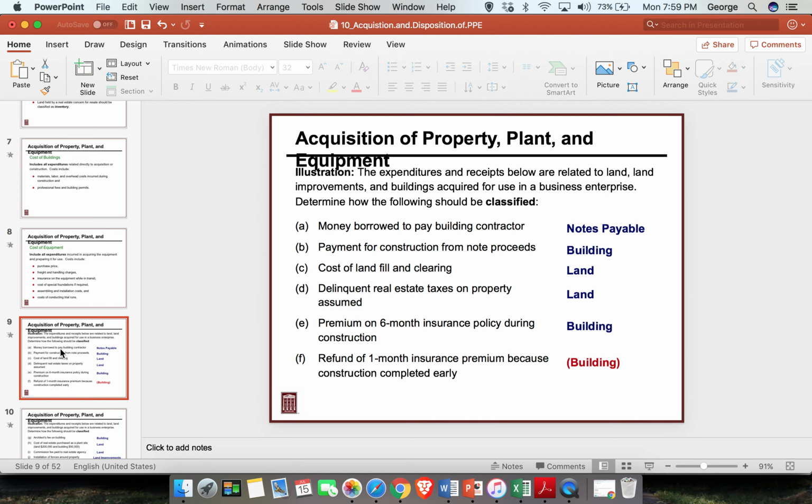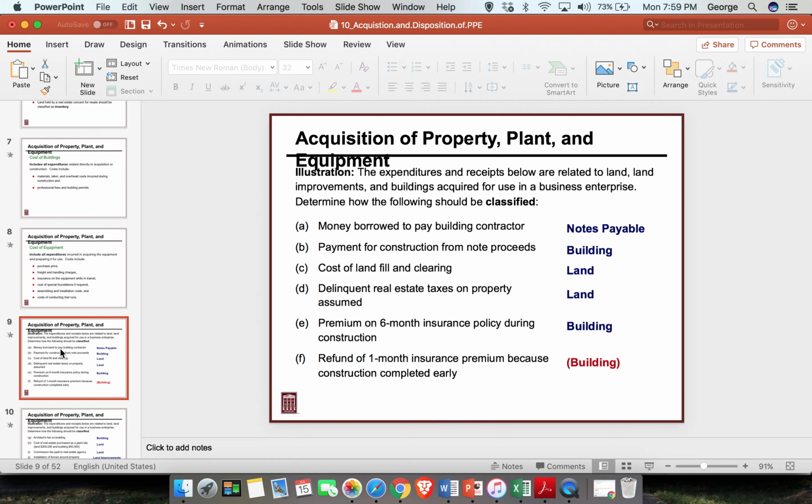All right, so this is just a little quiz, but you don't have the answer, so it's not a big deal. Expenditures and receipts below are related to land improvements and buildings acquired for use in a business enterprise. Determine how the following should be classified. Money borrowed to pay the building contractor. Well, the money borrowed was the note, right? Note payable. So we record the money borrowed as a note payable. Payment for construction from the note proceeds would be for the building.